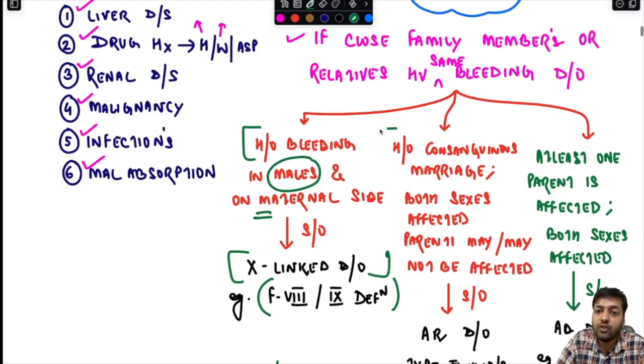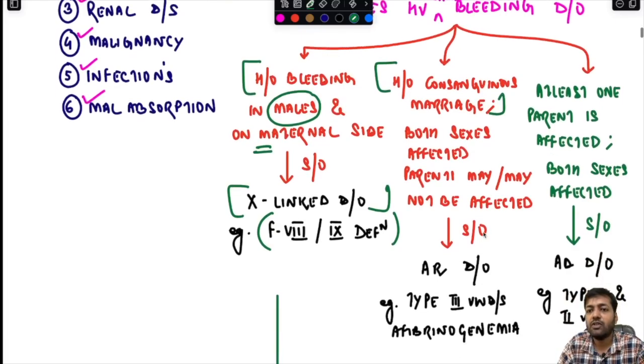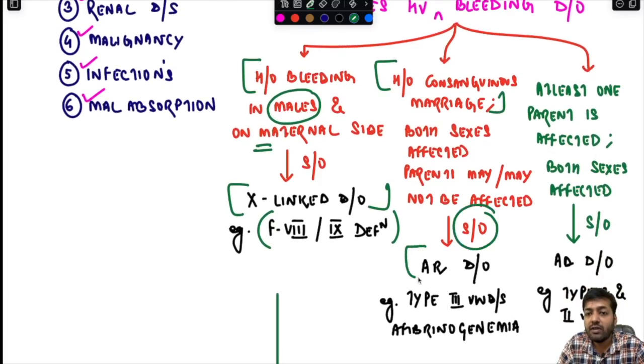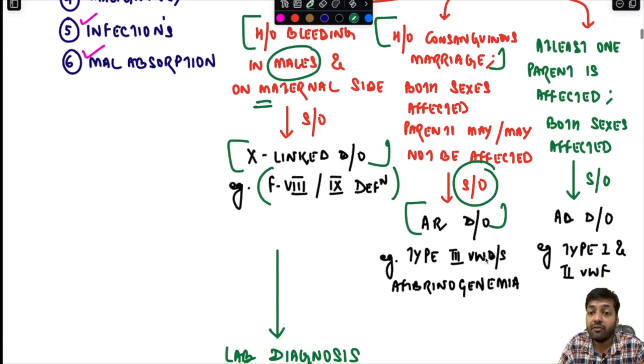Now if there is a history of consanguineous marriage, and you see in the family tree that both sexes are affected, there is no sexual predilection, and parents may or may not be affected, then in that situation it is suggestive of an autosomal recessive disorder. For example, type 3 von Willebrand disease or afibrinogenemia, okay. So these are autosomal recessive disorders.